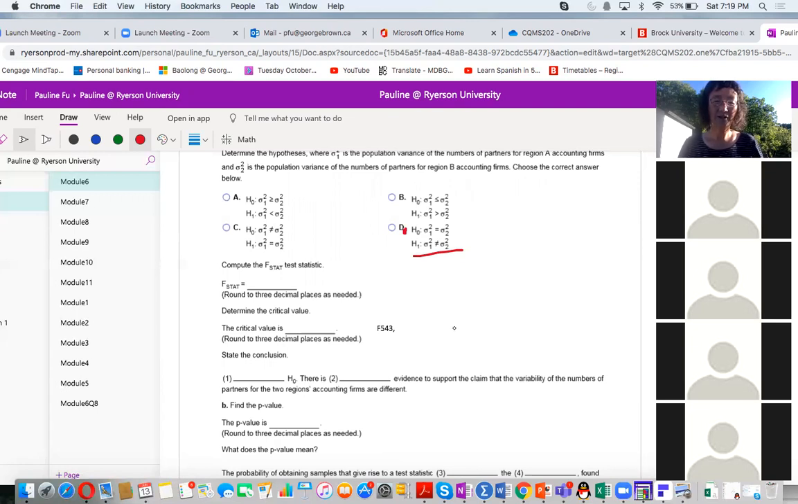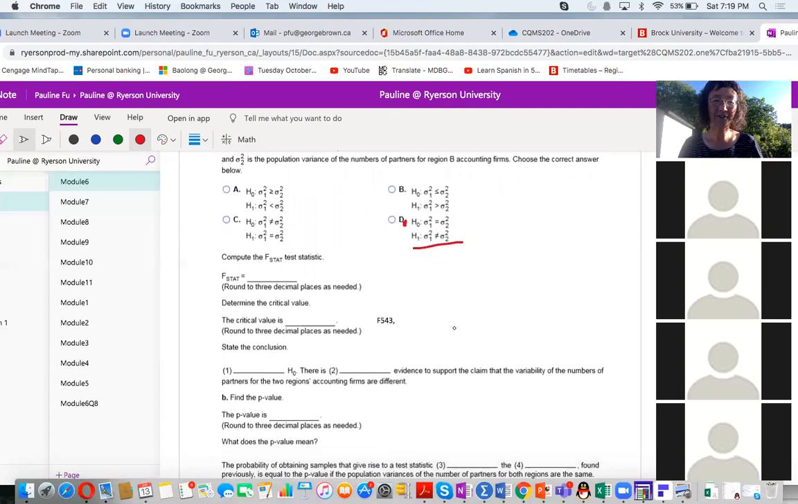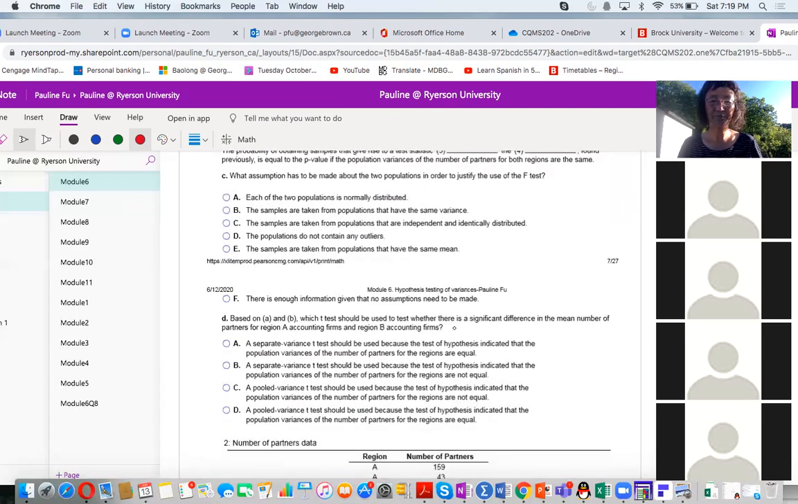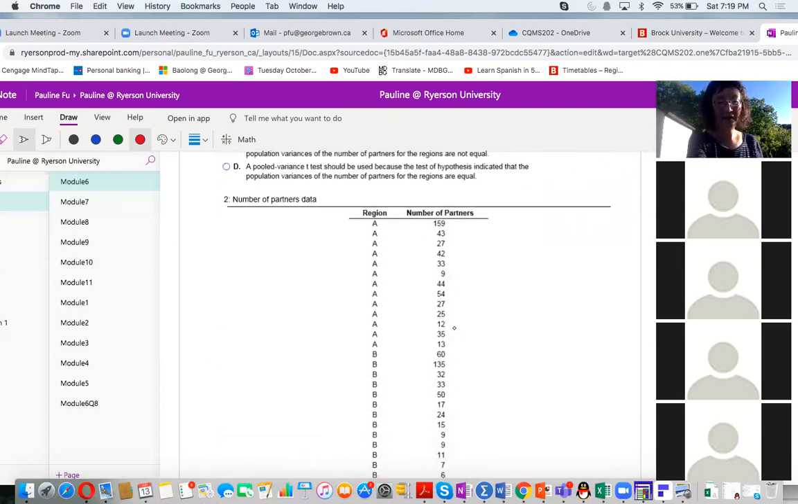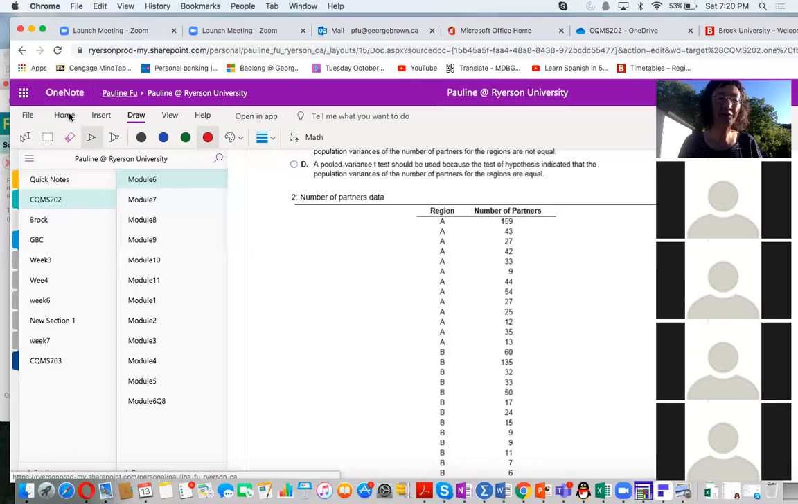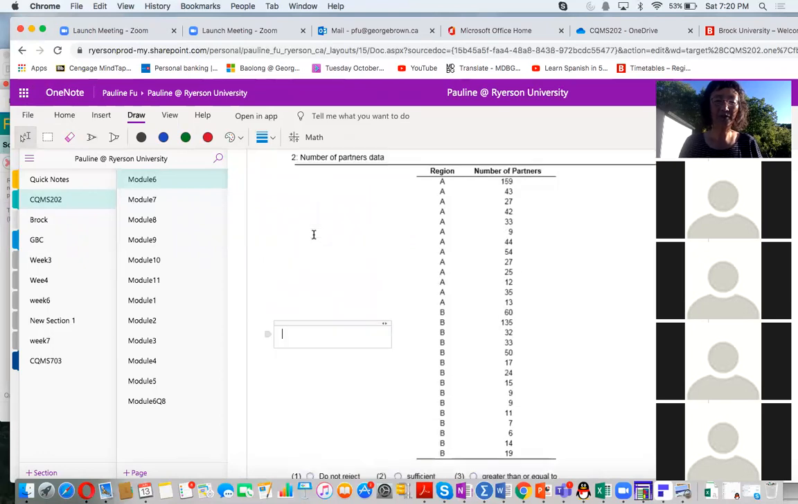So how do I compute the F test statistic? Again, I already entered the data first. You enter region A as list 1, region B as list 2. Okay, maybe here.